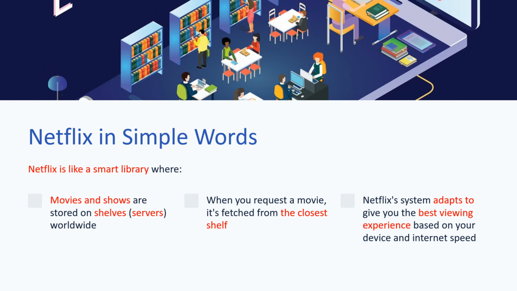Netflix is like a smart library where movies and shows are stored on servers worldwide. When you request a movie, the movie is fetched from the closest server. Netflix system adapts to give you the best viewing experience based on your device and internet speed.